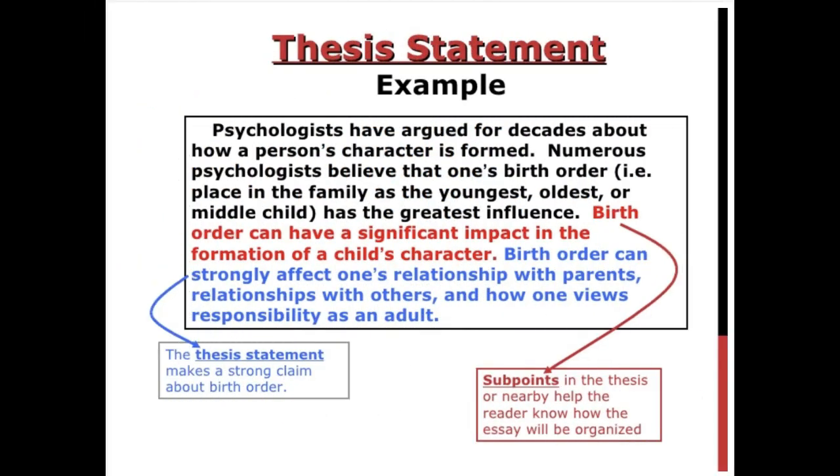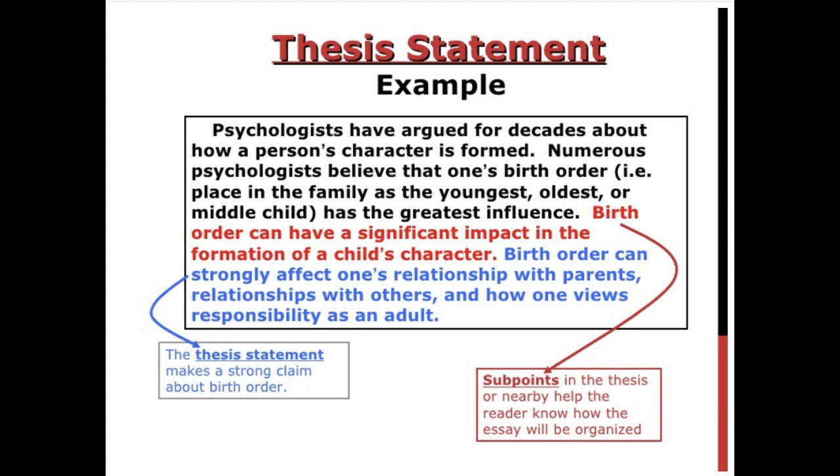So here we have an introductory paragraph with a thesis at the bottom. In the beginning, it has the hook and lists out pieces of evidence. Then it has these subpoints, which are nearby, above your thesis, that should outline it and help lead into it. So they have it as birth order can have a significant impact in the formation of a child's character. So that's the layout of the essay right there.